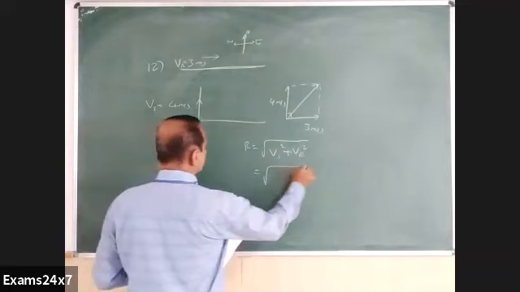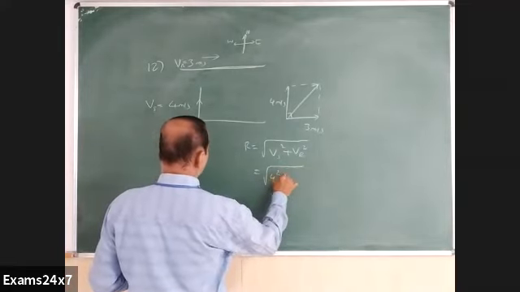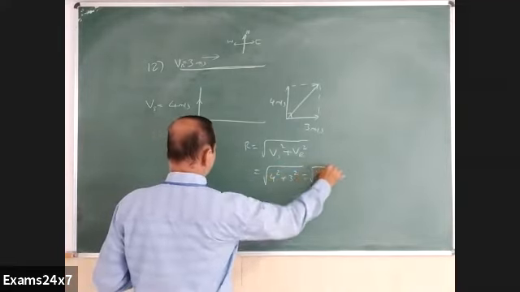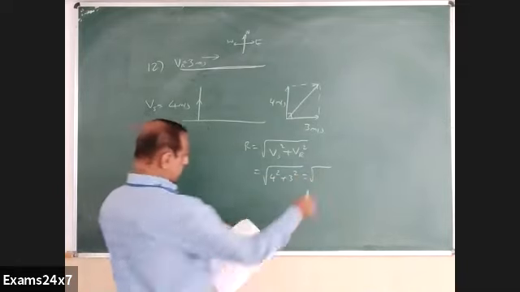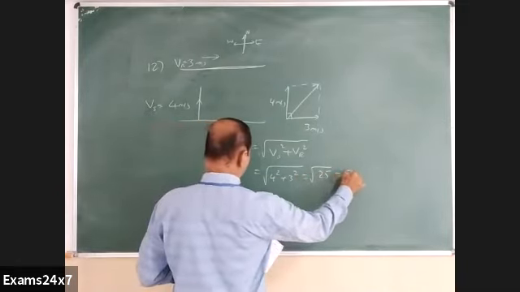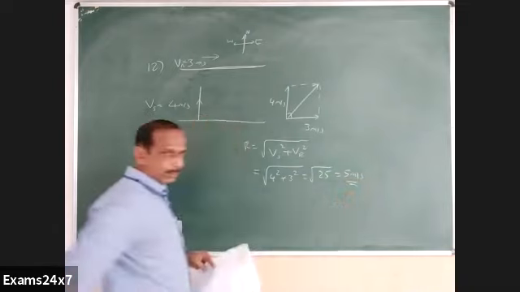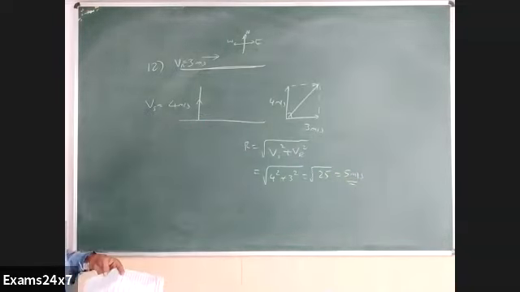Root of 4 square plus 3 square, which becomes root of 16 plus 9, 25, and finally 5 meter per second. Now don't copy the next one. In connection with this, I have to tell you something more.